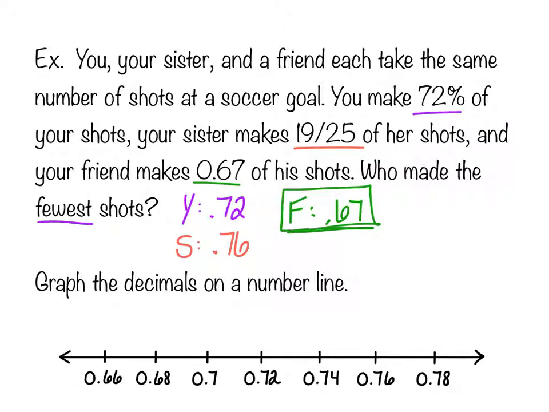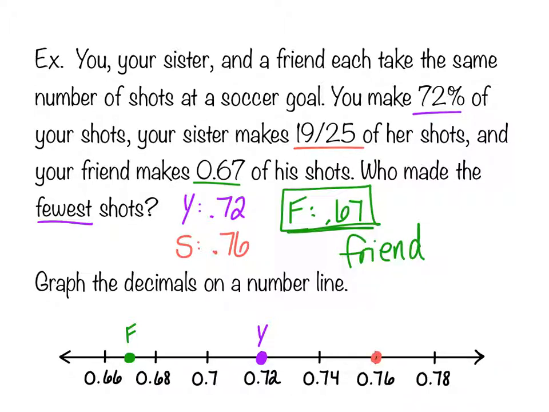So your friend made the fewest. Then it says graph the decimals on a number line. So we know our friend made the least amount. 0.67 would go right here between 0.66 and 0.68. So there's our friend. And then you made the next fewest, which was 0.72. So there's you. And then your sister made the most at 0.76.